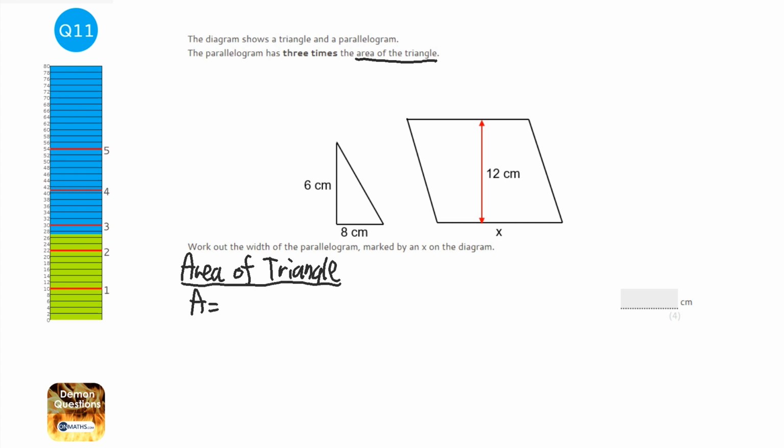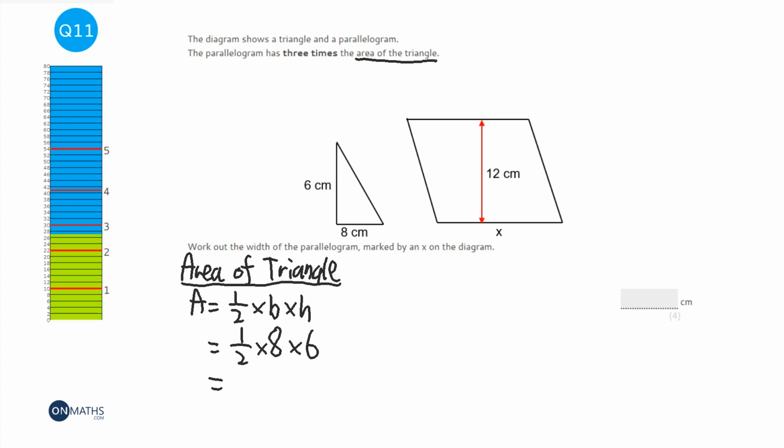So the area is half times the base times the height. So it's half times 8. I was going to write 6 there, but let's keep it in the same order. Let's tidy up that 8 a little bit. Okay, so half of 8 is 4, times 6 is 24, or we could do 8 times 6, which is 48, and then half of that. Either way, you get 24.